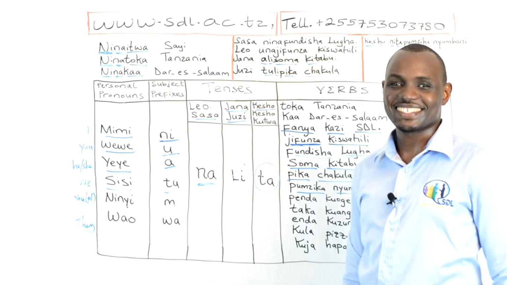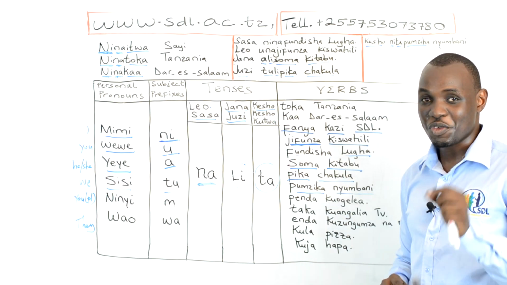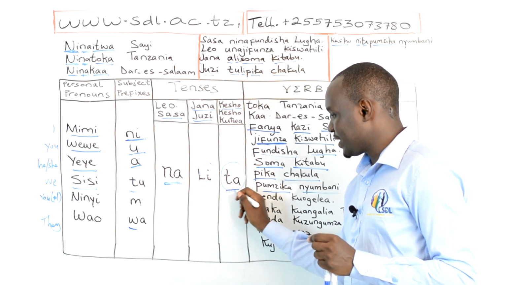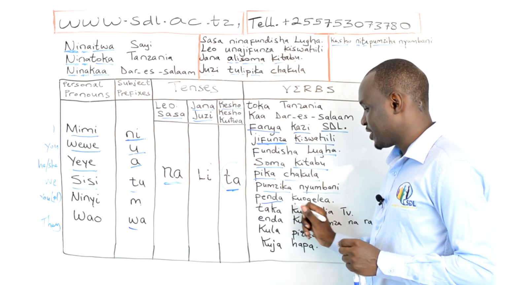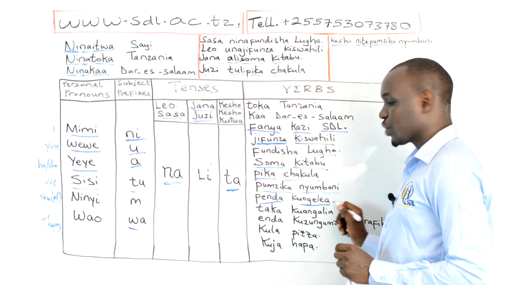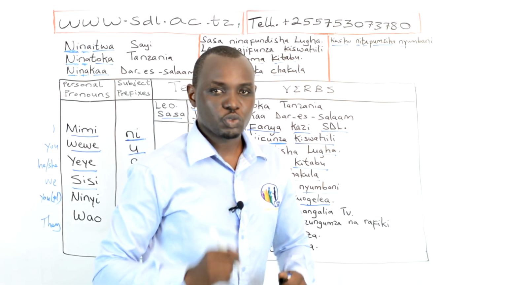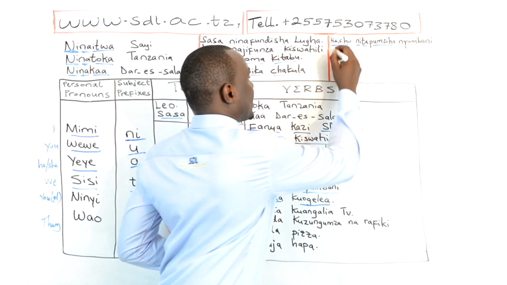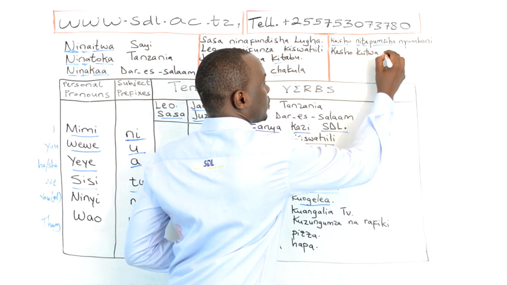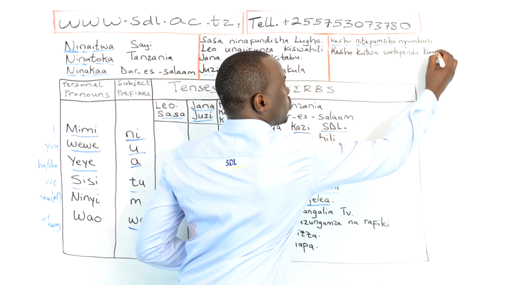The day after tomorrow, they will like to swim. How do you say that sentence in Swahili? You know the day after tomorrow, kesho kutwa. You know they. They will like to swim. That will be watapenda kuogelea. The day after tomorrow, they will like to swim. Kesho kutwa watapenda kuogelea.